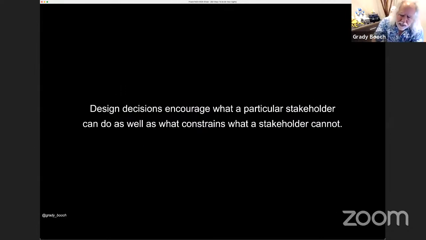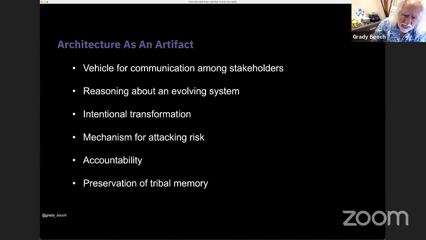So design decisions encourage what a stakeholder can do, but they also constrain what a stakeholder can't. And so it's important to keep architecture as an artifact because it allows me to preserve my tribal memory. It gives me something I can reason about beyond the code itself. And it allows me to be a mechanism in which I can intentionally attack risk.